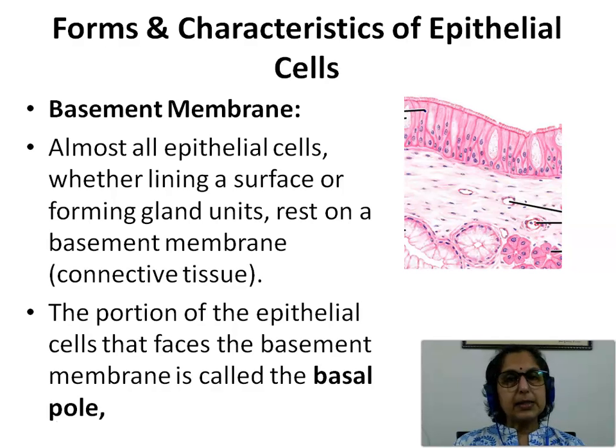Now let's study the basement membrane. Almost all epithelial cells, whether lining a surface or forming gland units, rest on a basement membrane which is made up of connective tissue. The portion of the epithelial cell that faces the basement membrane is called the basal pole. So what we see here, this is the basement membrane, and these are the cells which rest on the basement membrane. So this surface, that is the surface which faces the basement membrane, is called the basal pole.